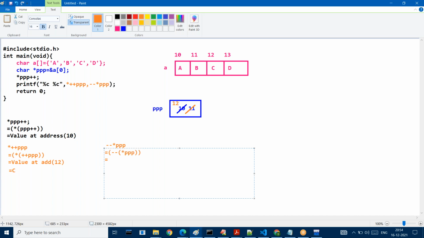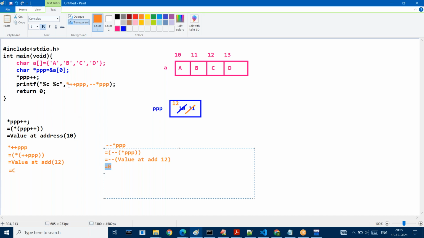Now what is going to happen: minus minus means decrement. Which thing to decrement? Star means value at address. What is the value at address 12? Sir, value at address 12 is C. C will be decremented by 1. If C is decremented by 1, before C, who is there? Definitely B is there. So what we are going to get here is C and B.